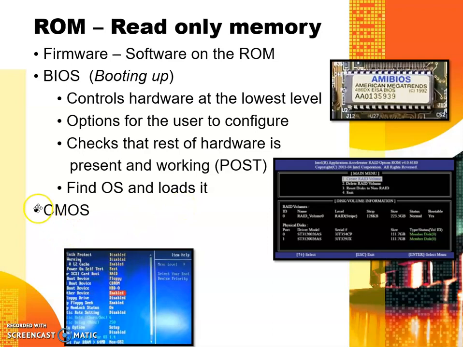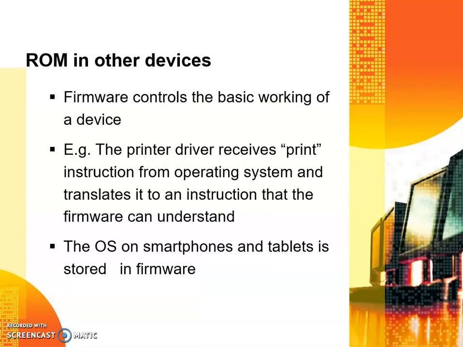CMOS, complementary metal oxide semiconductor. ROM, firmware controls the basic working of the device. For example, the printer driver receives print instructions from the operating system and translates it to an instruction that the firmware can understand. The operating system on smartphones and tablets is stored in firmware.